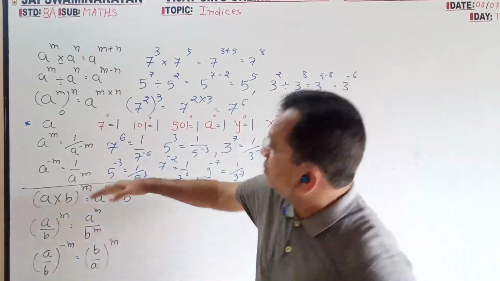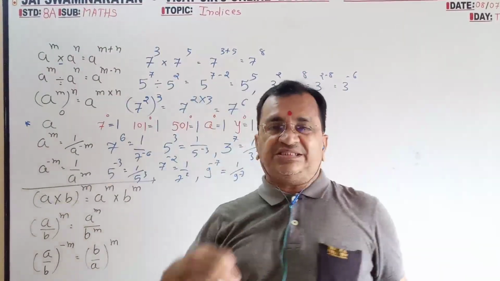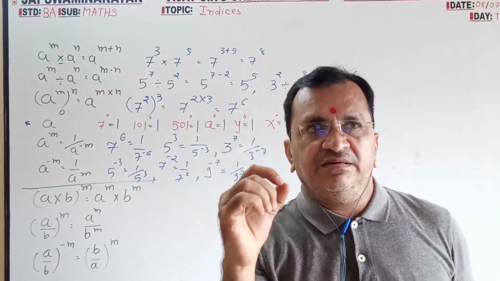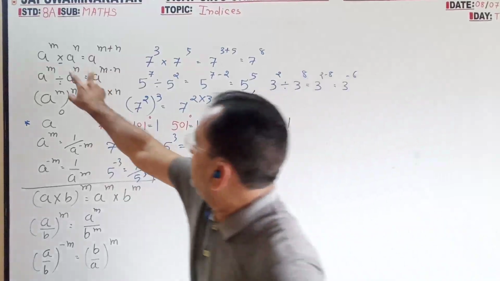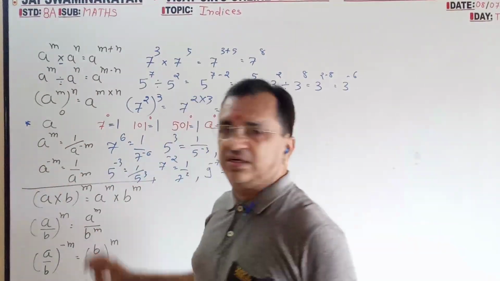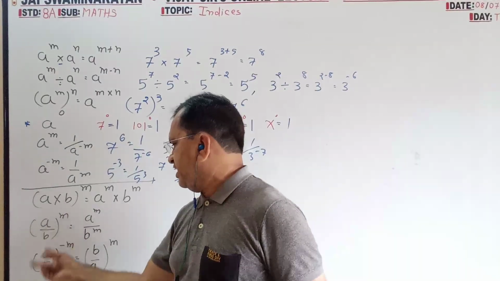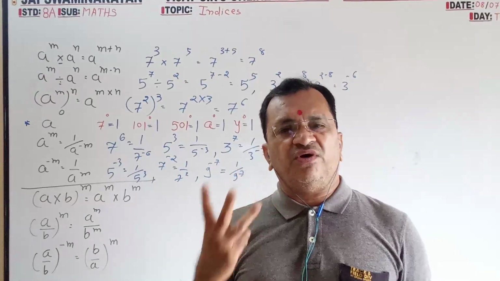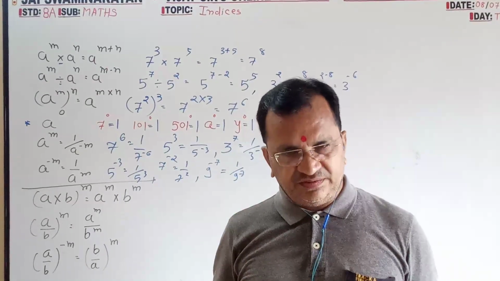Next, these all 6 formulas are on the base when the bases are equal. Here only A, here only A, here only A. Now the base is double, AB. There are 3 rules, 3 formulas for different bases.